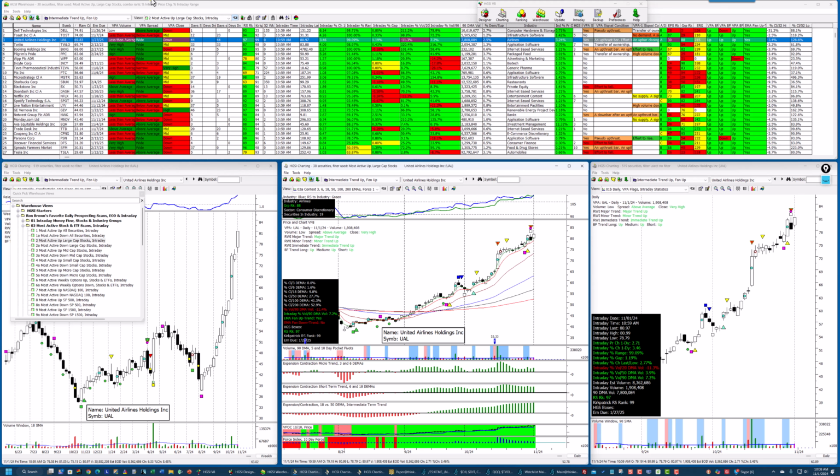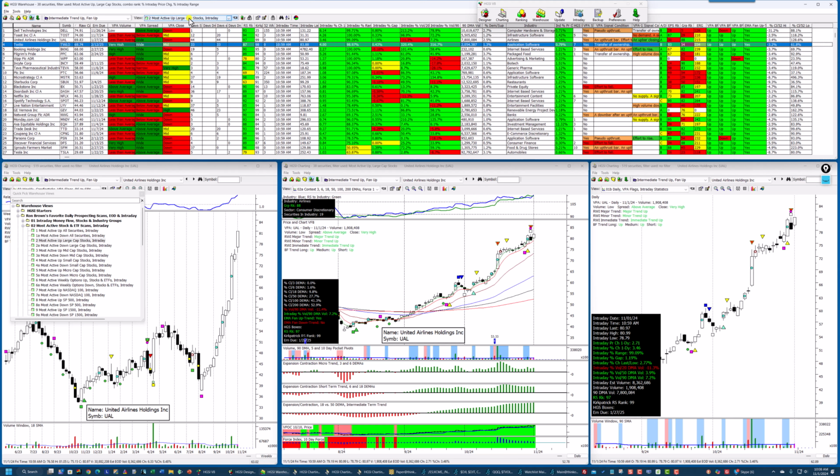And it's in the intermediate term trend fan up. So if you're looking for strongly trending stocks, this is a good place to find them. And then in conjunction with the most active up or down, you can locate stocks that are potential trades.